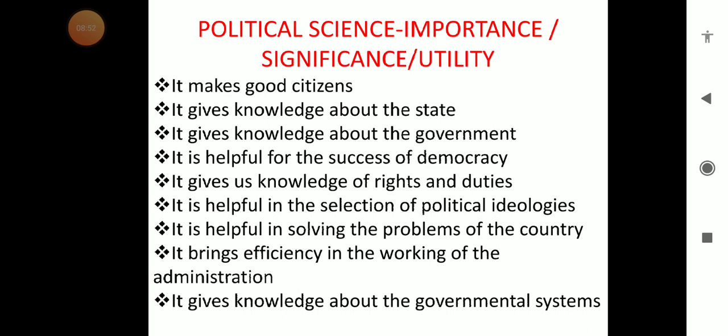Next, it is helpful in the selection of political ideologies. Throughout history, many ideologies have been given by different political thinkers of different times, and those ideologies are basically the product of the time in which they took birth. They have seen the scenario of the time. So basically the ideologies are the product of the social, economic and political conditions of a particular time. So taking into consideration the situation, they give certain ideologies for the betterment and development of the state, right? About the kind of government. And by studying political science, one becomes aware of it, and it becomes very easy for them to choose which ideologies would be helpful for them.